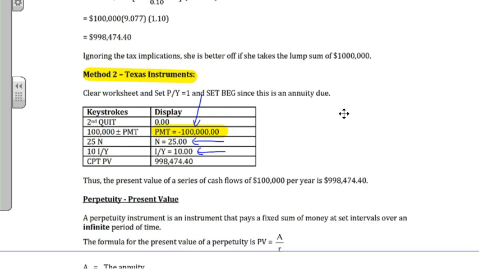Now, what do you see? Wow, hold on a second. That's only worth $998,474. What is that, guys? That is its present value. So the present value over here, 998, is in fact less than receiving $1 million upfront. Not by a lot, okay? But why leave anything on the table? Take the $1 million. Okay.